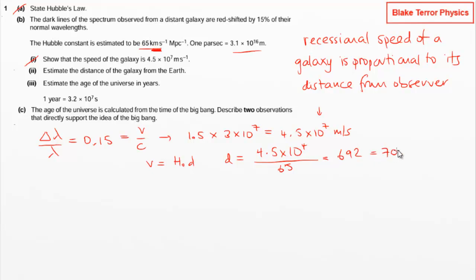So let's say 700 megaparsecs to, well, I mean, that is two significant figures. They have given us 65 here. So yeah, two significant figures all round.